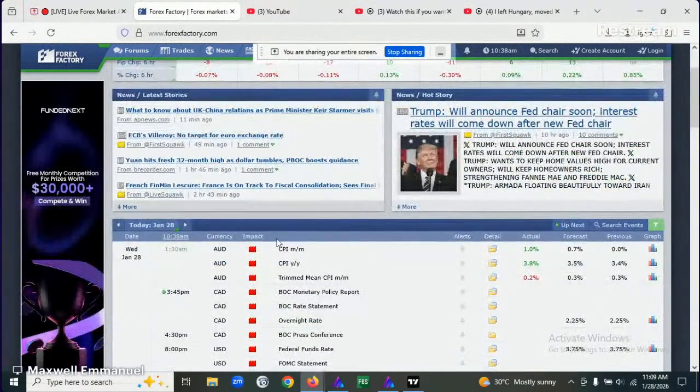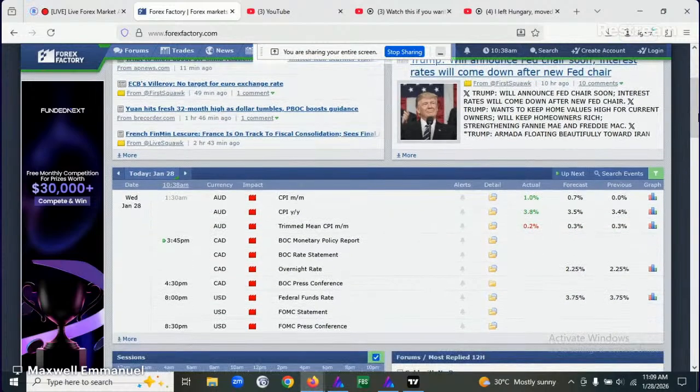We have Australia released its CPI data at around 1:30 a.m. Nigerian time, and as we can see, out of the three data that was released, two was positive for Australian dollar, and I think that gave Australian dollar some strength.